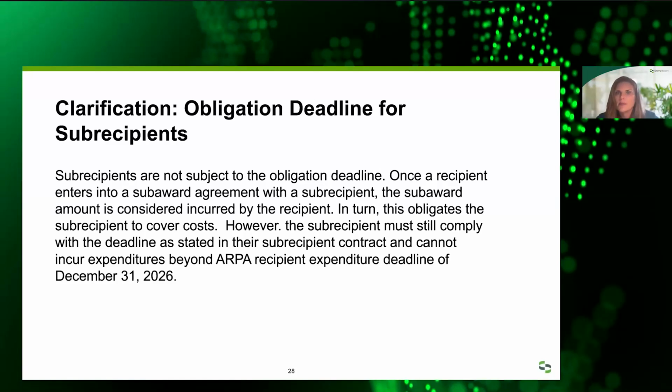The deadline for subrecipients is once the recipient has entered into the subaward agreement with the subrecipient, the subaward amount is considered incurred by the recipient. So this in turn obligates those dollars. So that's important to understand. And as far as the subrecipient is concerned, they cannot incur the expenditures beyond ARPA's expenditure deadline of 2026.